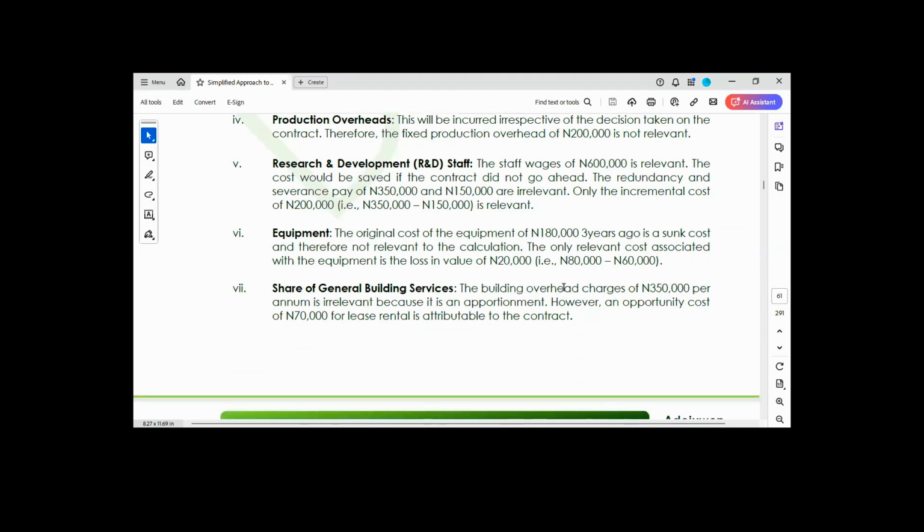Number six, equipment. The original cost of the equipment of 180,000 naira 3 years ago is a sunk cost and therefore not relevant to the calculation. The only relevant cost associated with the equipment is the loss in value, or reduction in value, of 20,000 naira, that is 80,000 naira minus 60,000 naira.